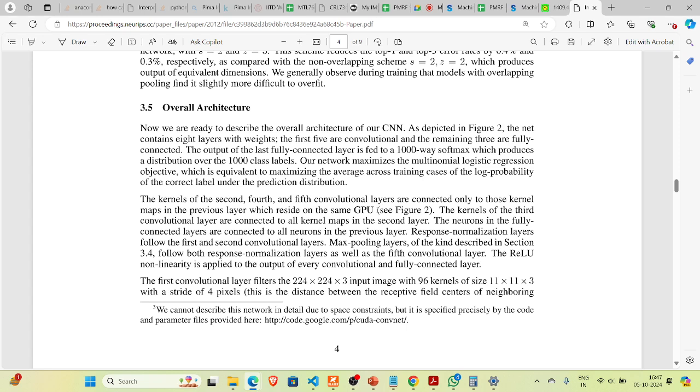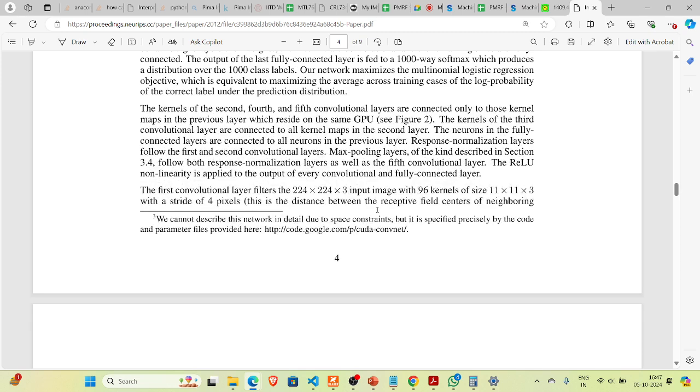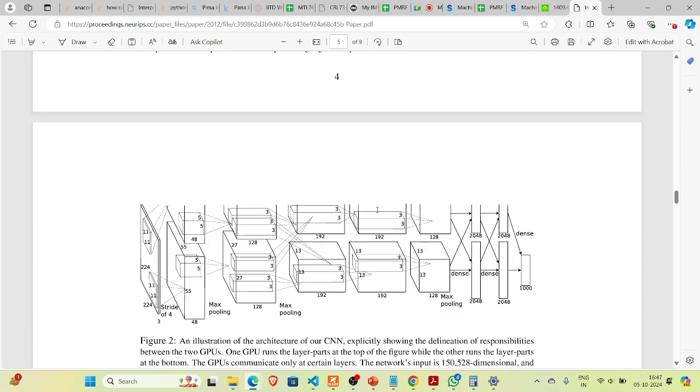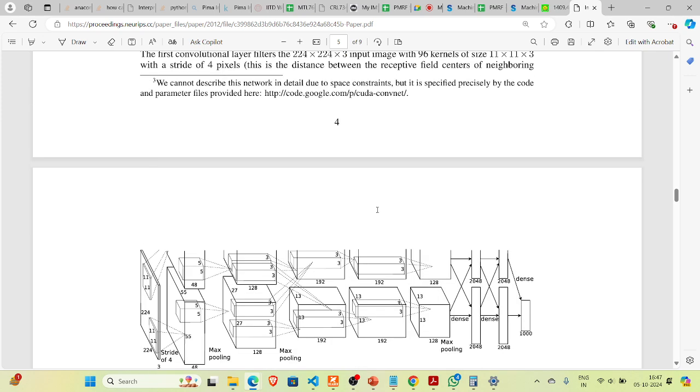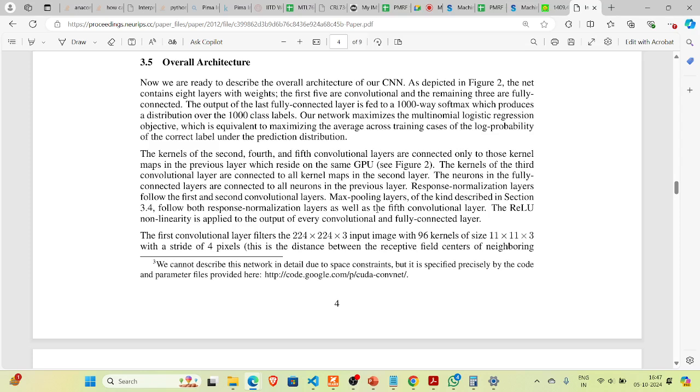The kernels of the second, fourth, and fifth layers are connected only to those kernel maps in the previous layer which reside on the same GPU. What they've done is divide the process across two GPUs. For that, they have divided the feature maps in two parts, so they can train separately on two GPUs.